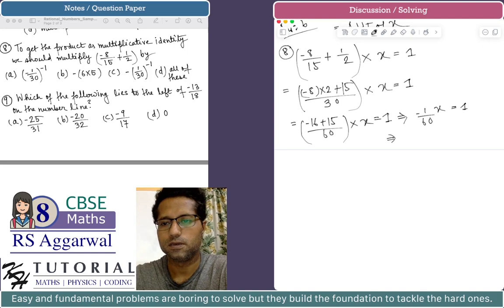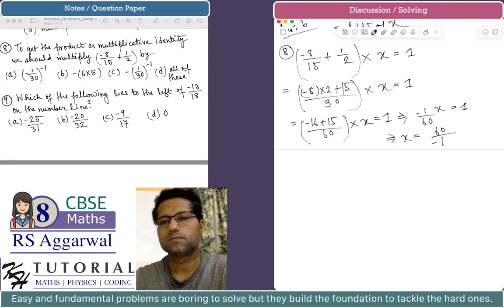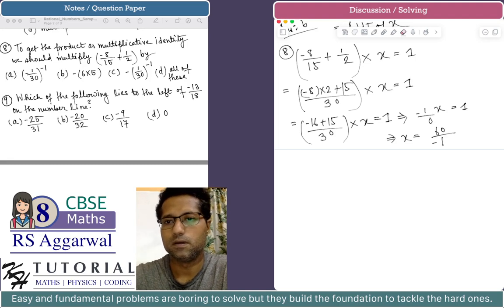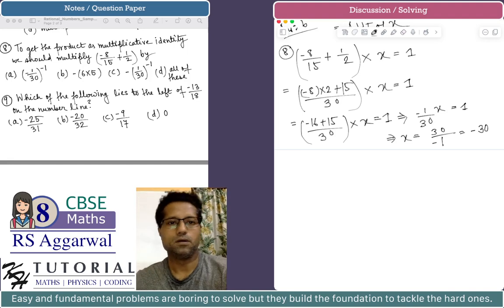This implies x is equal to 60 by minus 1, not 60. This is 30. So this is basically minus 30. So the answer should be minus 30.